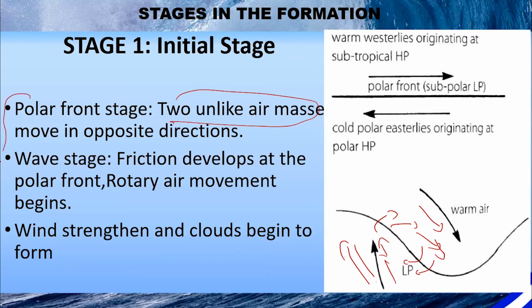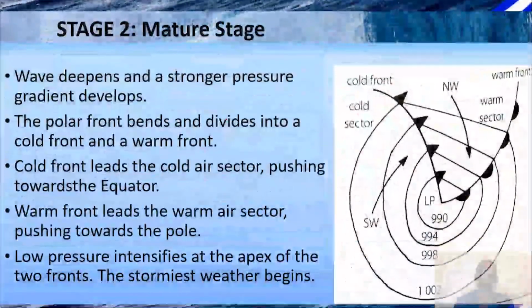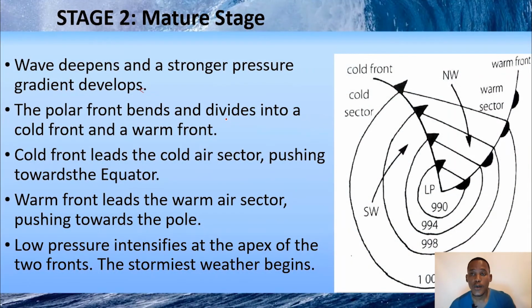I think I've explained these two points. Now the wind strengthens and clouds begin to form. The more this happens, the more we've got air rising up, which is going to form our clouds. Okay, right, now we're looking at the next stage, which is called the mature stage. There our wave is going to deepen and a stronger pressure gradient develops, which means at the center there our pressure continues and continues to drop.